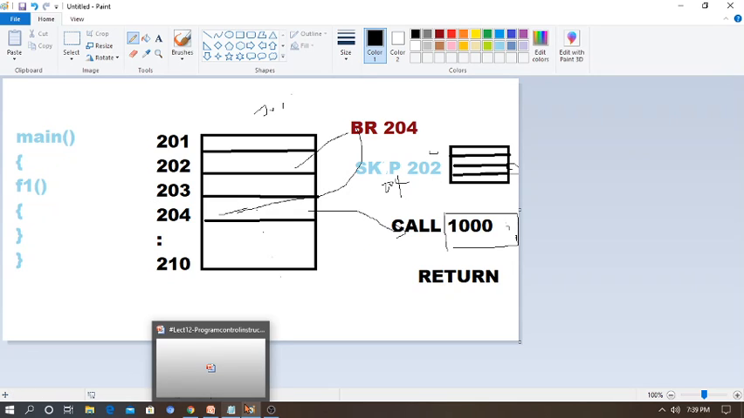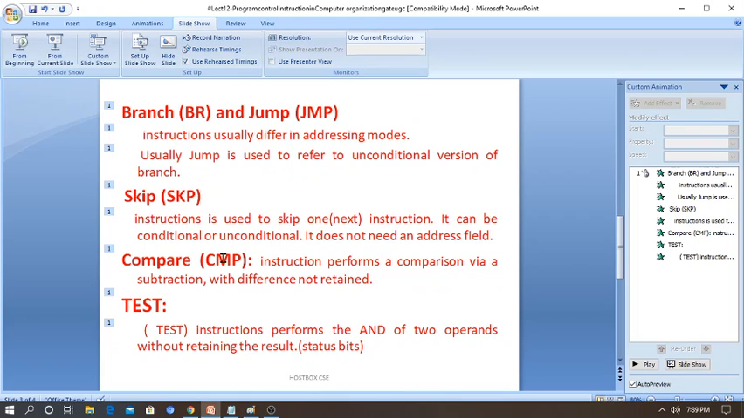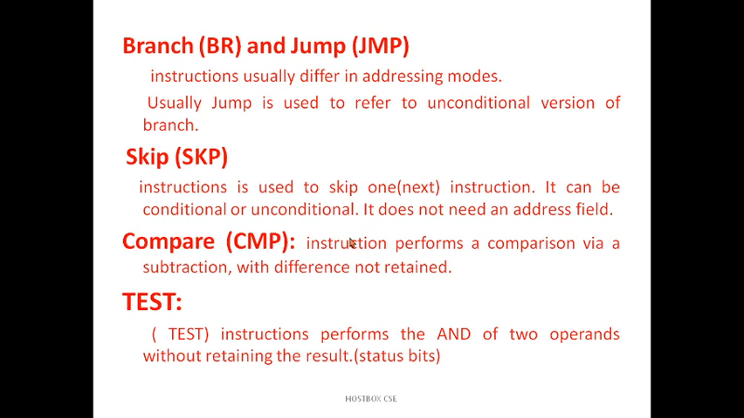The last two are compare and test. Compare instructions perform a comparison via subtraction, where only the difference is retained. These are not very important. Suppose you have data A and B, you can try to compare the bits of A and B by subtraction. The last one is test, where the instruction performs the AND of two operands without retaining the result. Let's take the example of status bits.